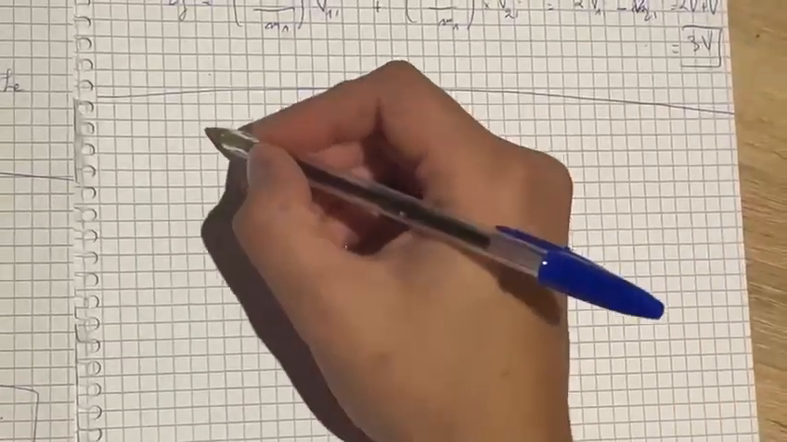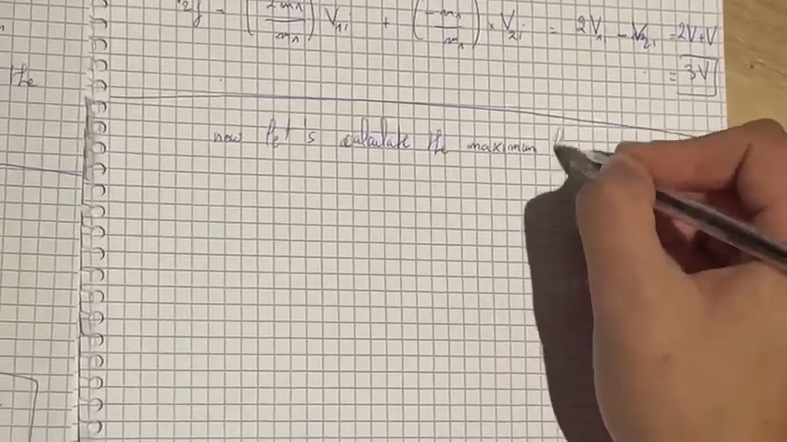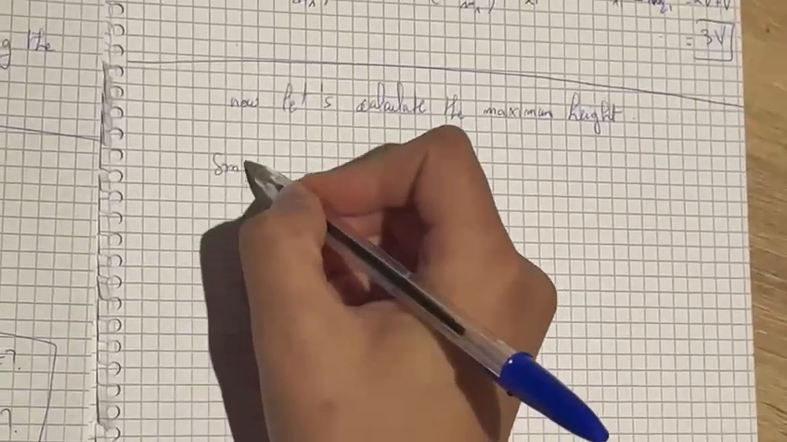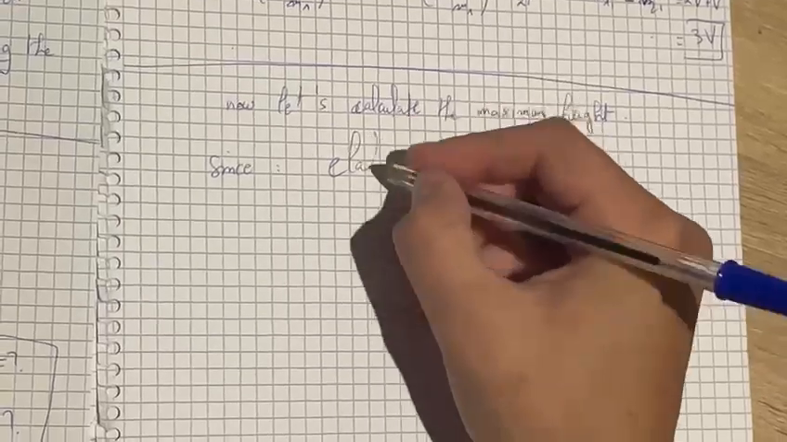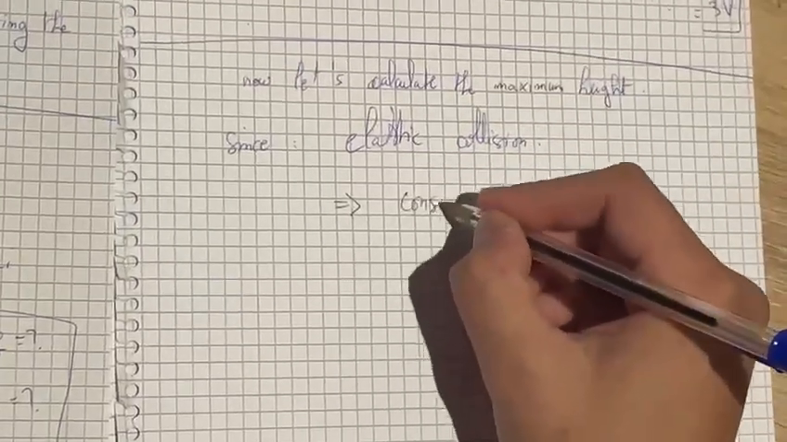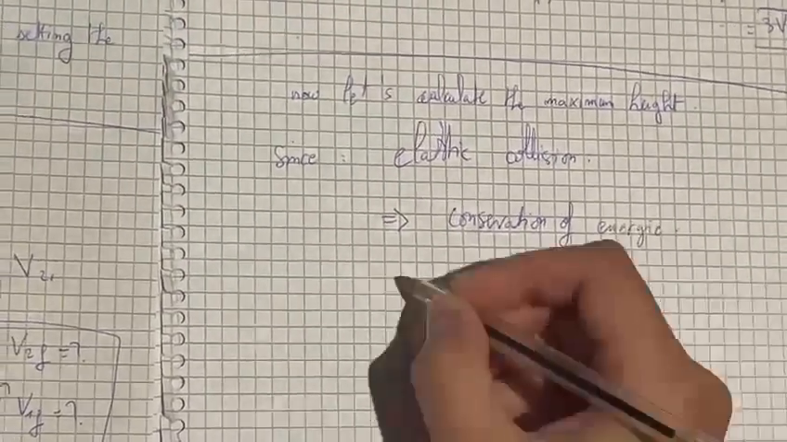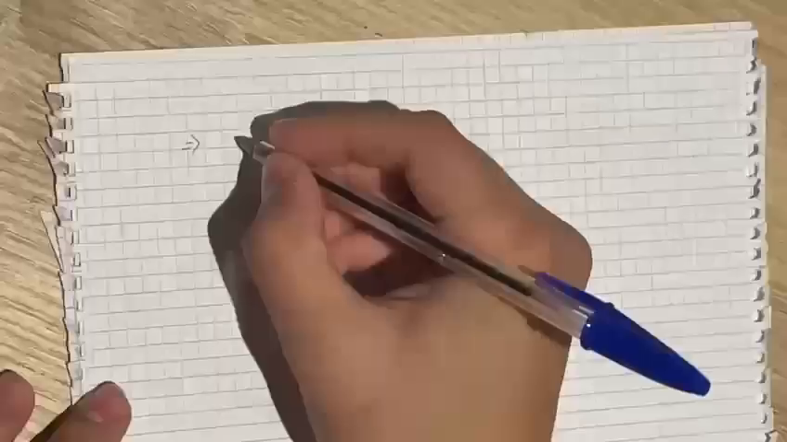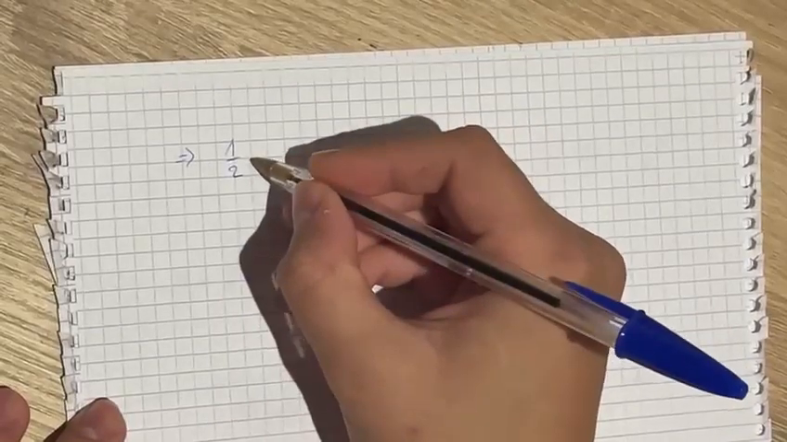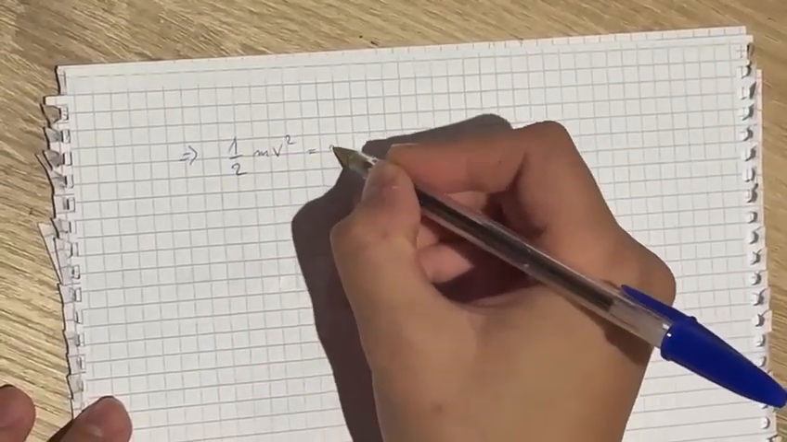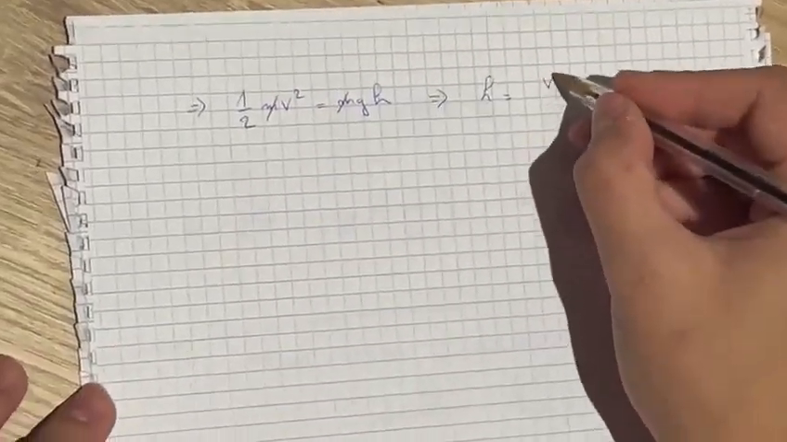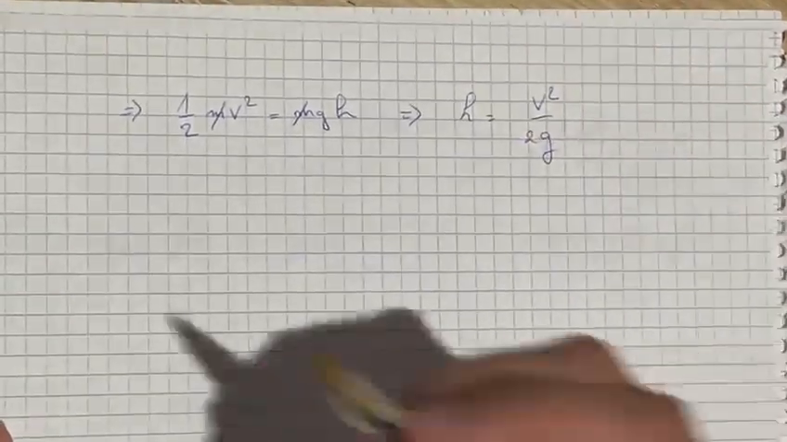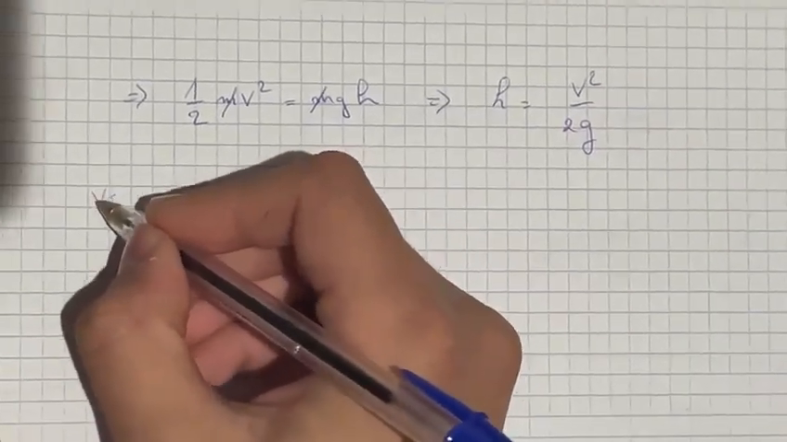Moving on to the second part, let's calculate the maximum height that the tennis ball has reached. Since we have an elastic collision, it means that we have a conservation of energy. In other words, the total kinetic energy will be equal to the total potential energy. So 1 over 2 mv squared will be equal to mgh, and we can deduce the height, which will be equal to v squared over 2g, which is the height of the basketball.